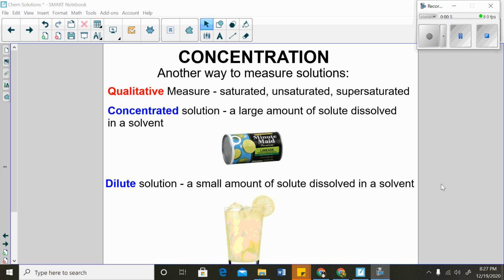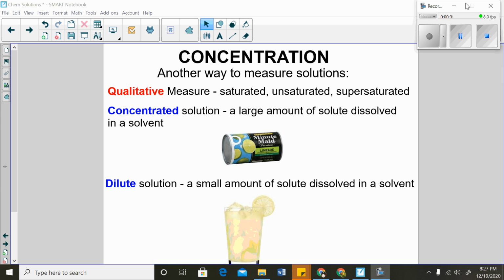So our qualitative measure is the use of the terms saturated, unsaturated, and supersaturated. Now we can also use the words concentrated or dilute. So a concentrated solution means there's a large amount of solute dissolved in a solvent.